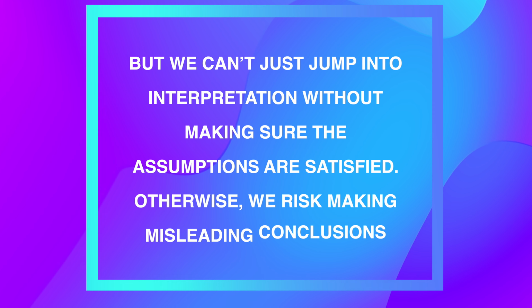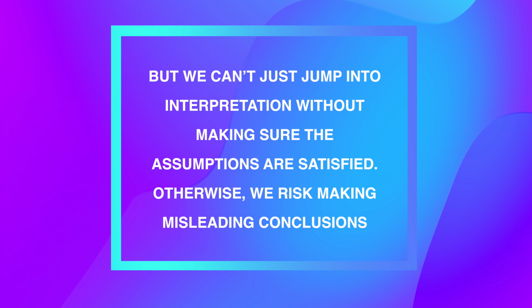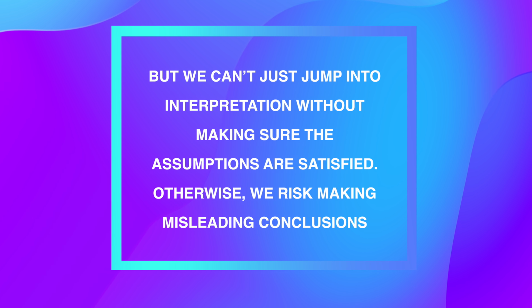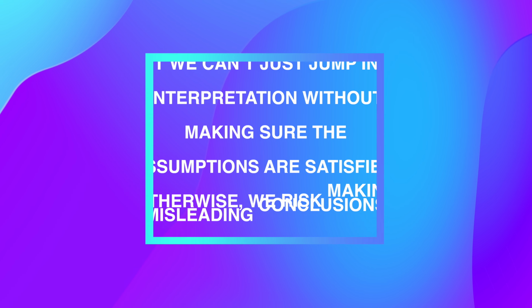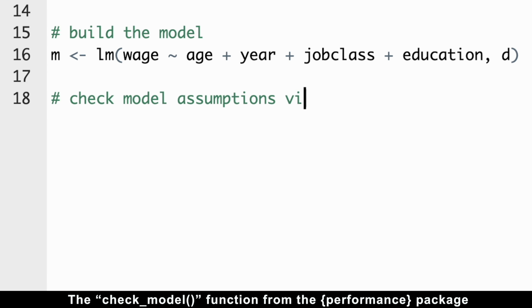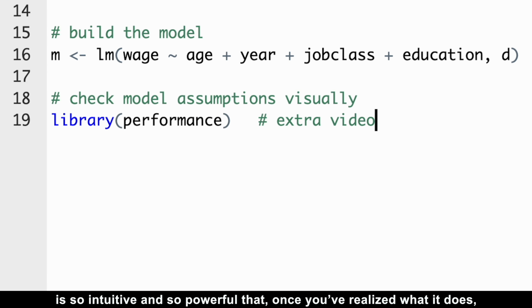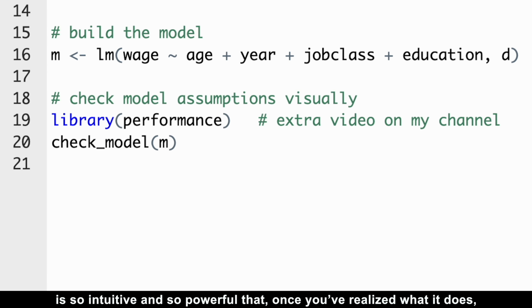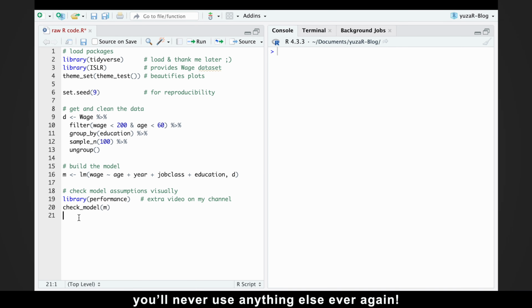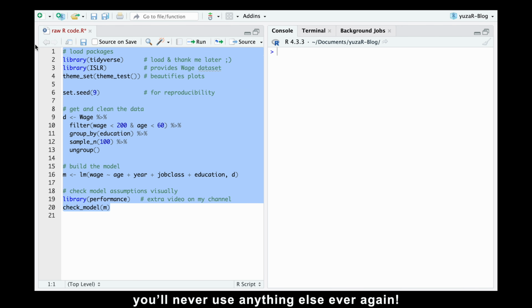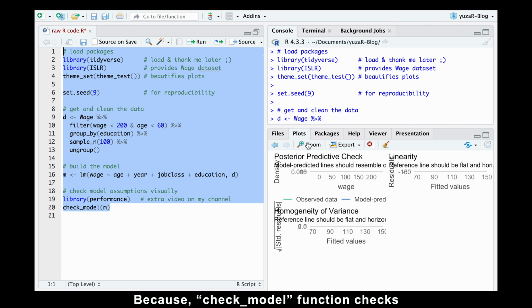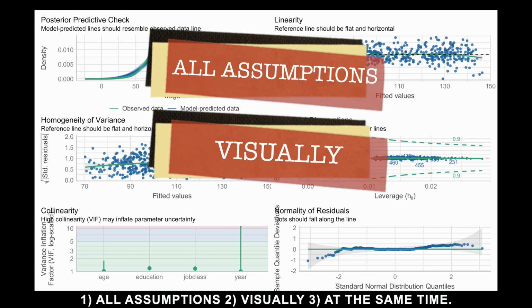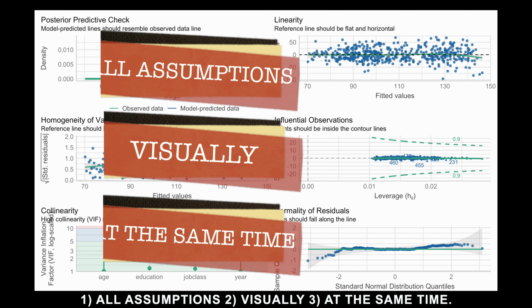But we can't just jump into interpretation without making sure the assumptions are satisfied. Otherwise, we'll risk making misleading conclusions. The check model function from the performance package is so intuitive and so powerful that once you realize what it does, you'll never use anything else ever again. Because the check model function checks all assumptions visually at the same time.